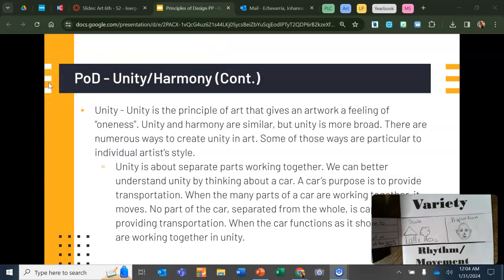Unity is the principle of art that gives an artwork a feeling of oneness. Unity and harmony are similar, but unity is more broad. There are numerous ways to create unity in art. Some of these ways are particular to the individual artist styles. Unity is about separate parts working together. We can better understand unity by thinking about a car. A car's purpose is to provide transportation. When the many parts of the car are working together, it moves. No part of the car, separate from the whole, is capable of providing transportation. When the car functions as it should, the parts are working together in unity.